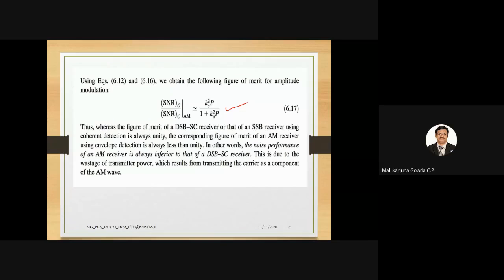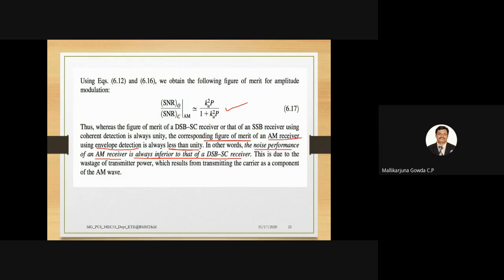Because we are not using a coherent detector. Using envelope detection, the figure of merit is always less than unity. This is important. The figure of merit of an AM receiver using envelope detection is always less than unity. So the noise performance of this AM receiver is always inferior to other receivers like the DSBC receiver. Because in the DSBC receiver, we found that the figure of merit is equal to 1. But in the case of an AM receiver using an envelope detector, the figure of merit is less than 1.